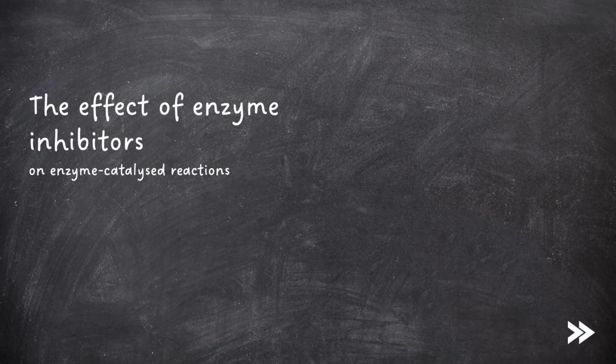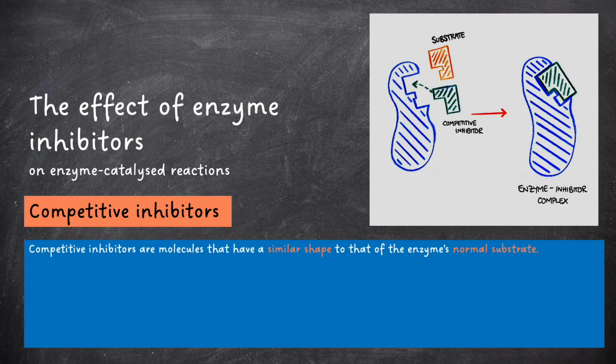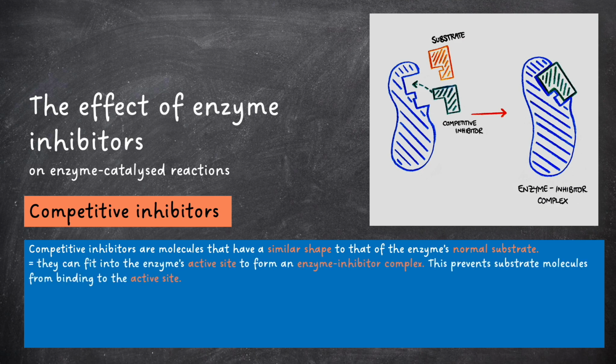Finally, we need to know about enzyme inhibition. There are two types of inhibitors that we need to know: competitive and non-competitive inhibitors. Competitive inhibitors are molecules that have a similar shape to that of the enzyme's normal substrate. They therefore can fit into the enzyme's active site to form an enzyme-inhibitor complex. This prevents substrate molecules from binding to the active site. Competitive inhibitors compete with substrate molecules for available active sites.